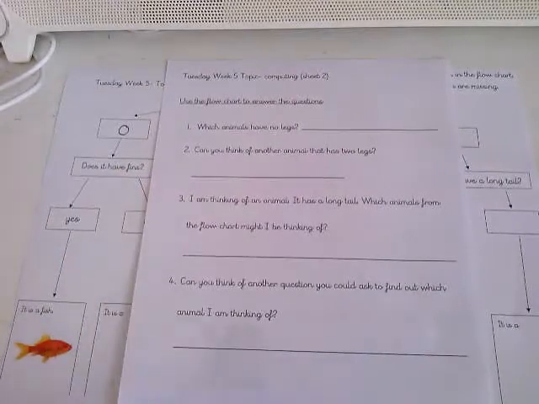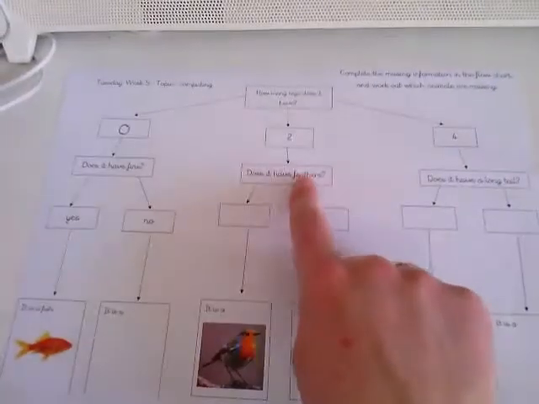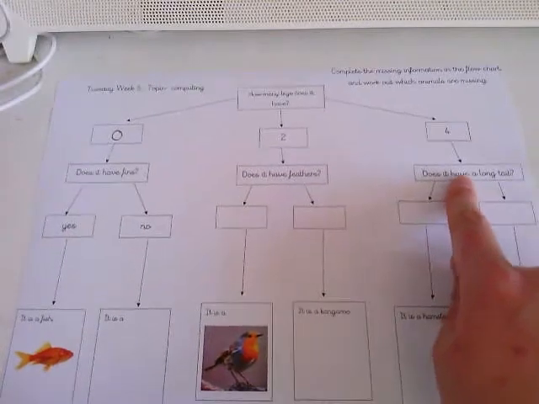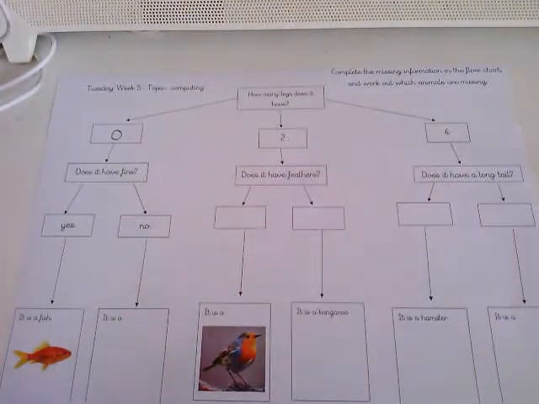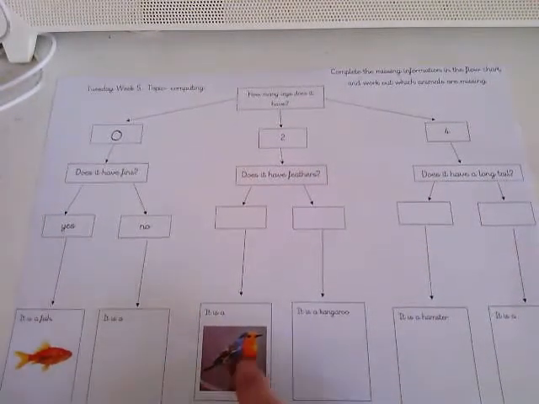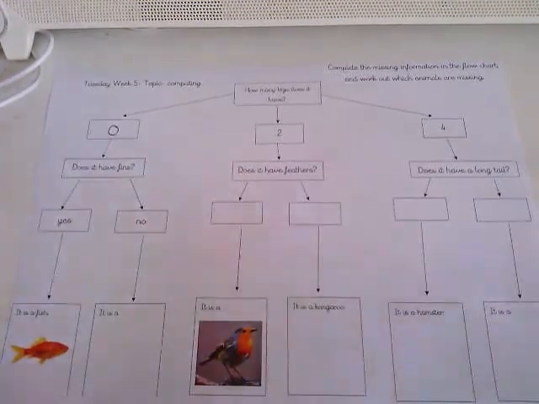And question 4, can you think of another question you could ask to find out which animal I'm thinking of? So we've got all our questions here on our flowchart, can you think of a different question you could ask to work out which of the 6 animals along the bottom I am thinking of?